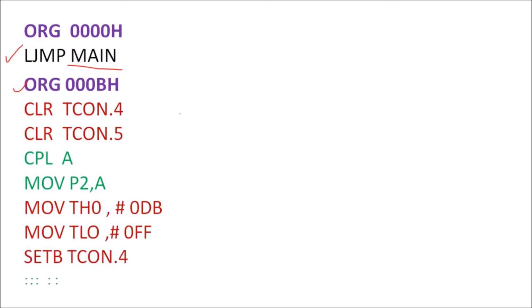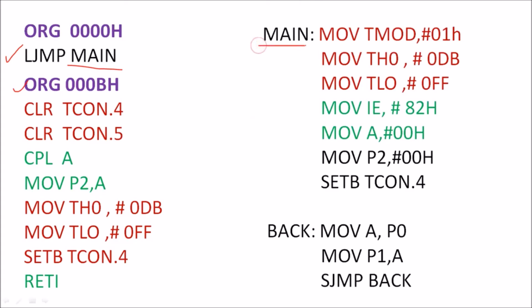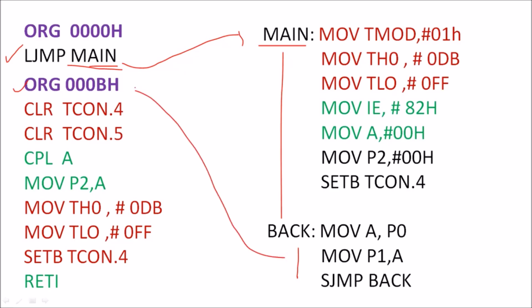Whenever the microcontroller executes this instruction, it will jump to the main label, and at the main label we'll write our main program. After this we'll write the ISR routine program from address 000BH. The same ISR program is written here, and the main program is written with label main. The same main program is written here. So whenever the microcontroller executes this instruction, it will first jump to the main label, execute these instructions, and whenever an interrupt occurs, it will go to this ISR program.